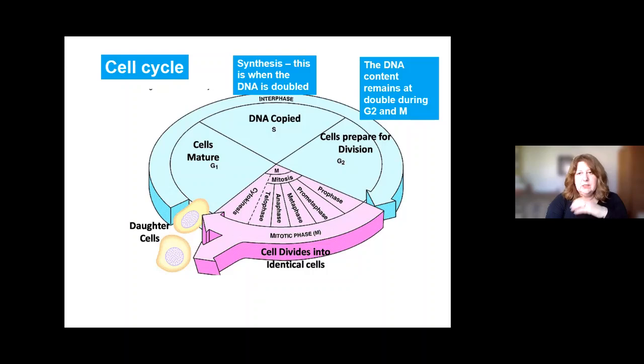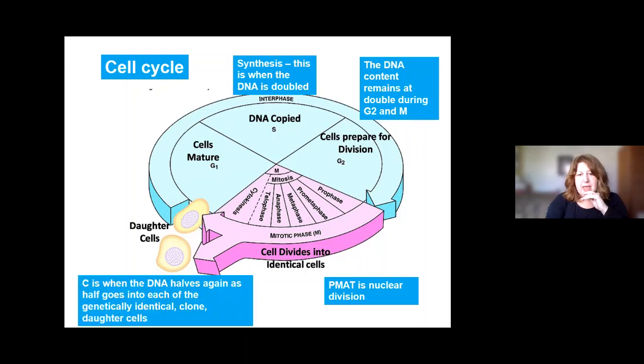And then what happens is that the DNA content that's doubled between G1 and S then stays at double all the way through G2 and mitosis, so through PMAT. And at the end of mitosis, in cytokinesis, when the cell splits, the DNA content in each of the daughter cells is half of what the one cell was that they were made from, the parent cell.